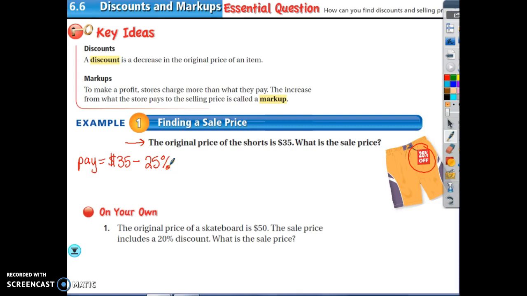However, since our units don't match, we can't complete the subtraction. In previous lessons, we've discussed that we can't subtract percent from dollars. We can only subtract if we have dollars subtracting from dollars. So what I need to do is figure out how much this 25% is in dollars. Once I figure that out, then I can go ahead and complete the subtraction. So my first step here is to figure out what is 25% of the price of the shorts, which would be $35.